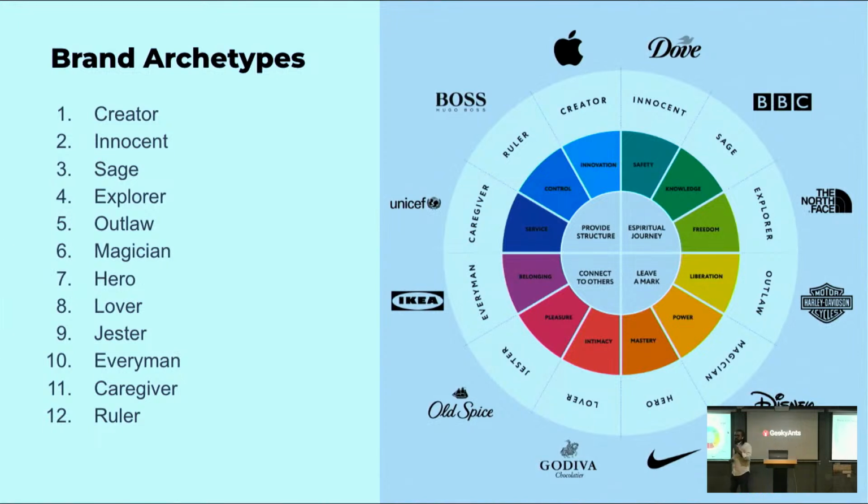Are you familiar with brand archetypes? Okay. There are 12 brand archetypes. You can find most of the companies in the world belonging to one of these archetypes. You can see Apple is a creator, Dove is innocent, Sage, BBC, Google is also there. All types of brands will fit into one or two of these archetypes. So if you decide which direction you need to take, it will be very easy to define your brand.